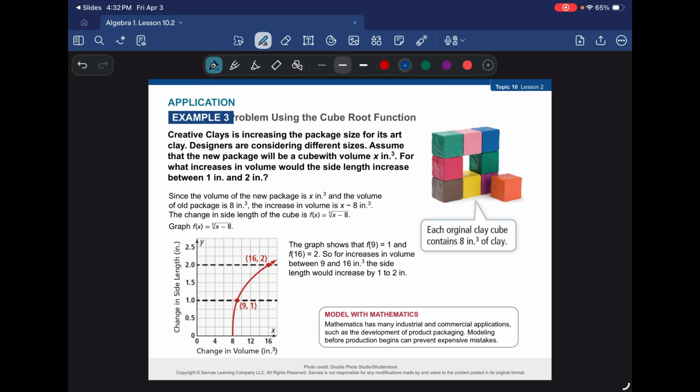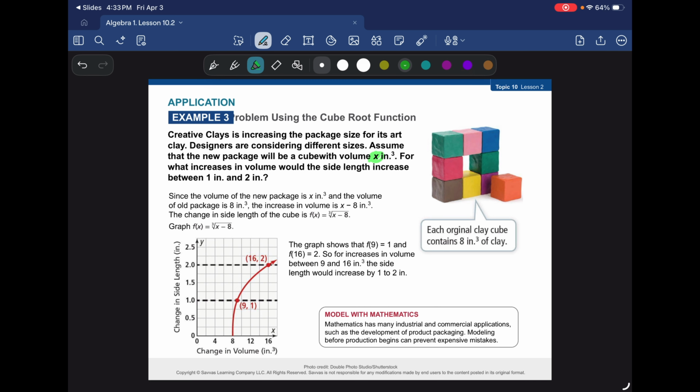All right, our application problem. In general, when we are talking about volume of things, since we have 3 dimensions, we're going to be dealing with cubes and cube roots. Creative Clays is increasing the package size for its art clay. Designers are considering different sizes. Assume that the new package will be a cube with volume of x inches cubed. Okay, so our new volume is x. For what increases in volume would the side length increase between 1 and 2 inches? Okay, so we have to be careful how we're thinking because this is set up a little bit differently as far as our x and y axes.